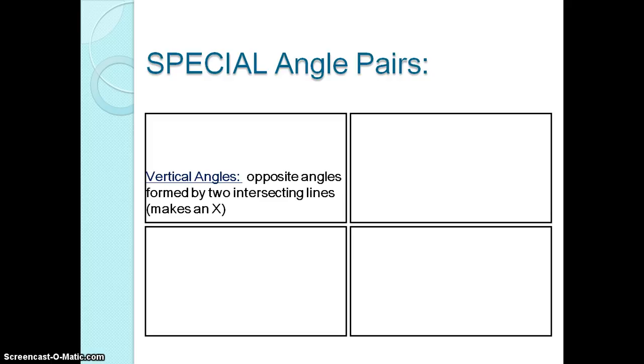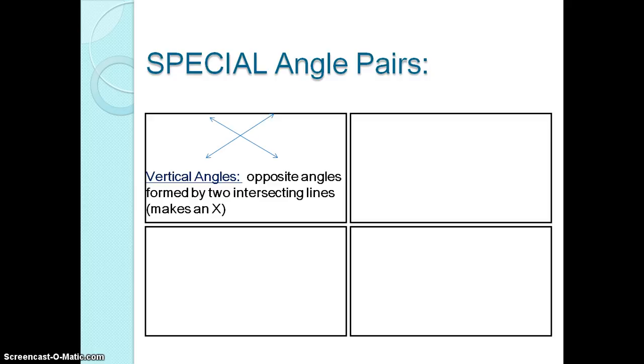The first one is vertical angles. Vertical angles are opposite angles formed by 2 intersecting lines. So when 2 lines intersect, it makes an X. So here we have one line intersecting another line. Vertical angles are going to be the angles opposite of each other.